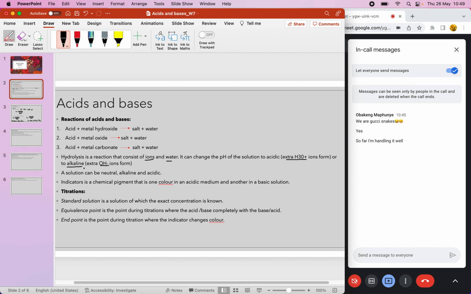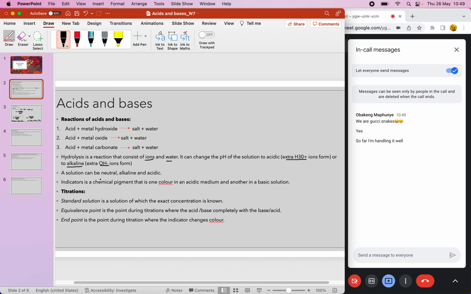So basically hydrolysis consists of ions, but when there's too much H3O+, it means that that solution will be acidic. And when it has extra OH- ions, it means that it will be a basic solution. In other words, a basic solution is called an alkaline. So a solution can be neutral, alkaline, or acidic.